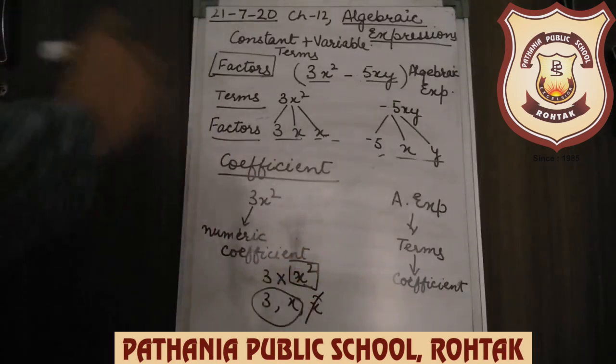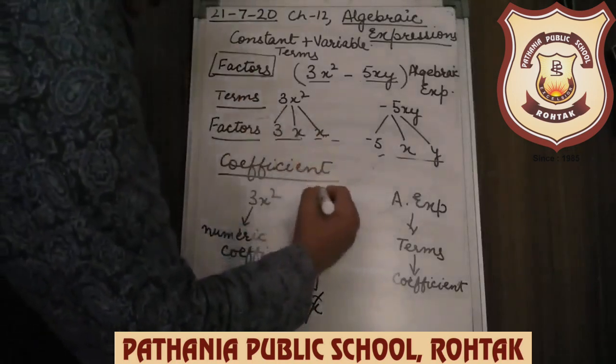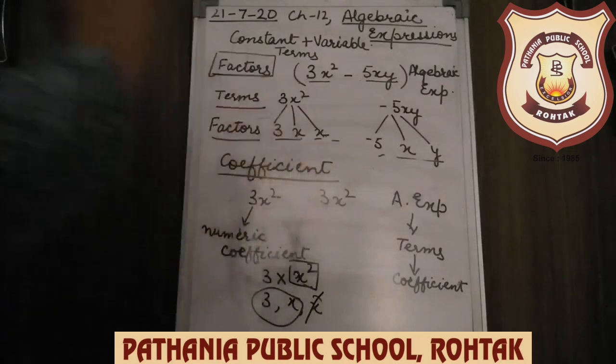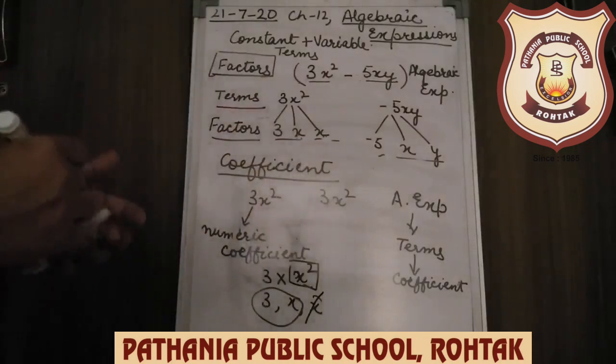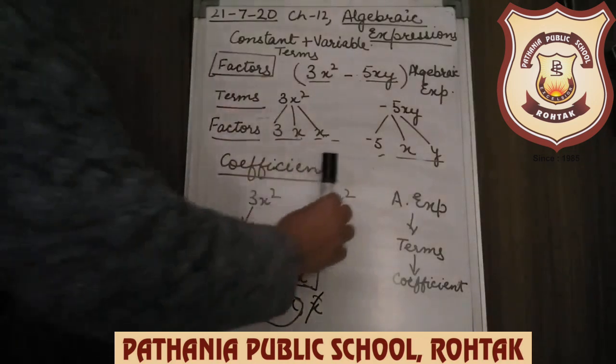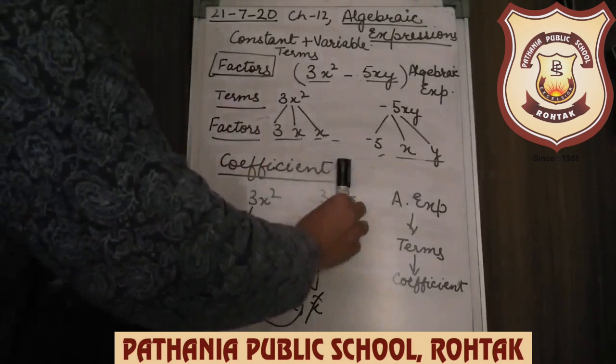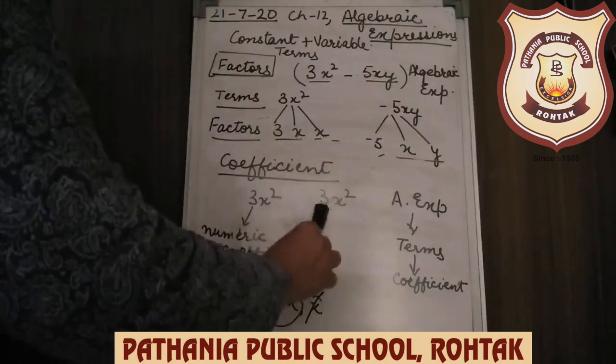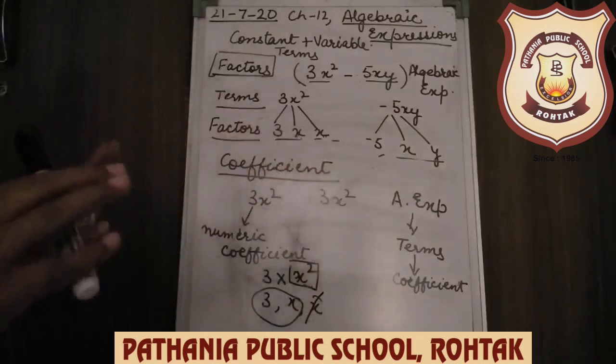Clear? To make it more clear, first I'll write like this. First I say write the numeric coefficient. Then the easiest way is to hide the variable, and what is left, whether it is positive or negative, that is the numeric coefficient.